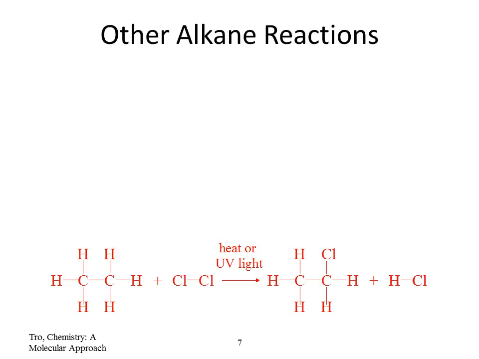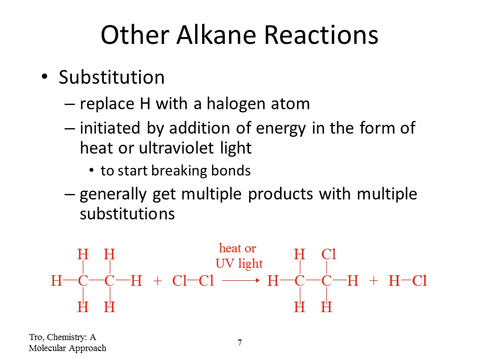Another reaction of alkanes is halogen substitution. So we replace hydrogen with a halogen. We react with a chlorine or bromine molecule. In order to do this, you need heat or UV light. And instead of hydrogen, now you can see a chlorine in the position. So generally you get multiple products with multiple substitutions.